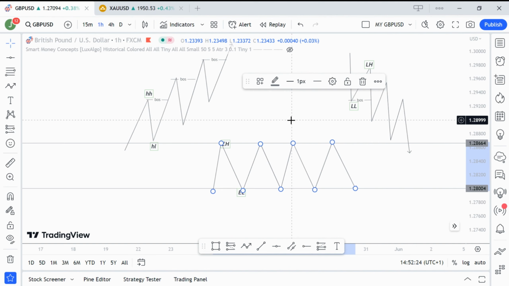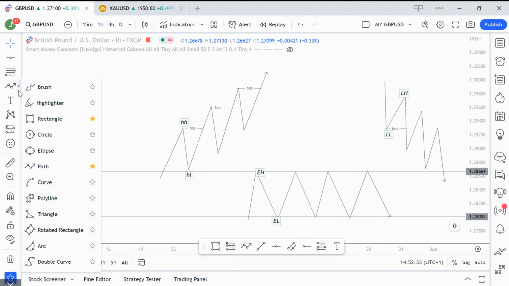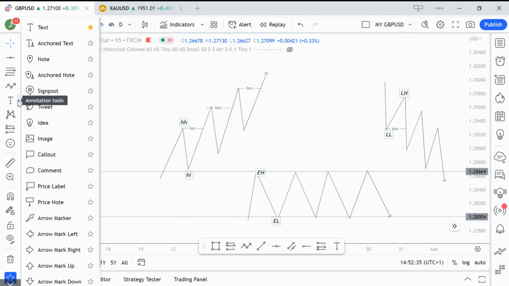So let's do a quick recap. We said that there are three types of market structure. We have an uptrend market that goes like this. Let me use the arrow to show you properly.